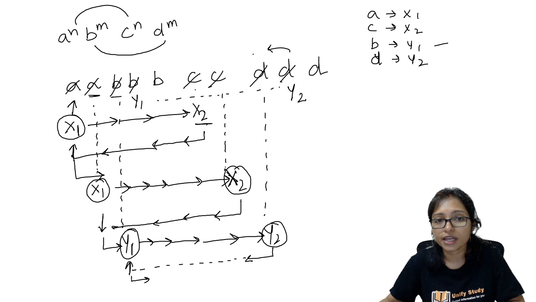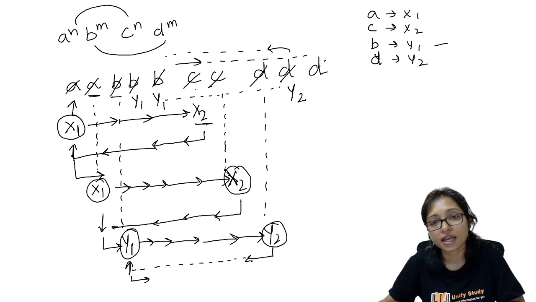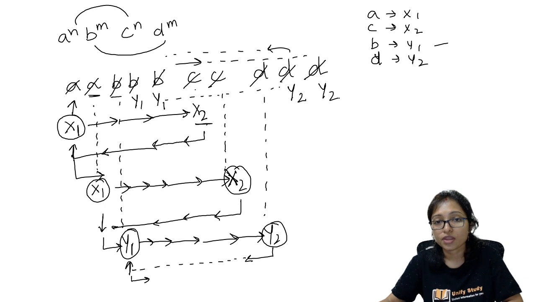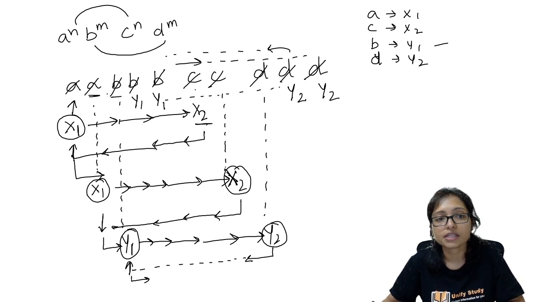Again, in the opposite direction it will start moving. Then this b will be replaced with y1, and finally it will start moving in this direction again and this will be replaced with y2. Finally you see that all the comparison is done, because this a is replaced with x1, the corresponding c is replaced with x2, b is replaced with y1, and d is replaced with y2.